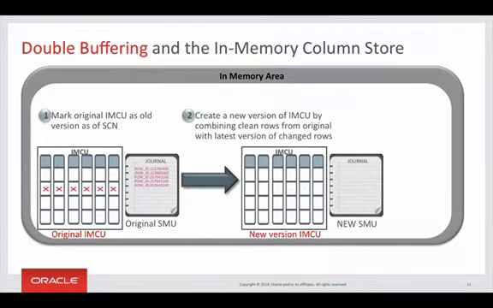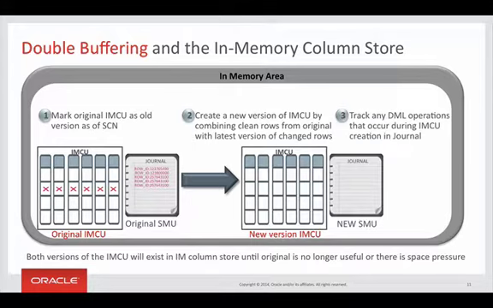In the meantime, we're going to create a new version of the IMCU. You can consider this operation pretty similar to doing a create table as select, because we're going to grab all of the clean entries that are already formatted from the existing IMCU, and we're going to combine them with the latest version of the changed rows, or the stale rows, from that IMCU. And all the way through the creation of the new IMCU, we are tracking any DML operations that occur so that we can keep the new version of the IMCU completely up to date.